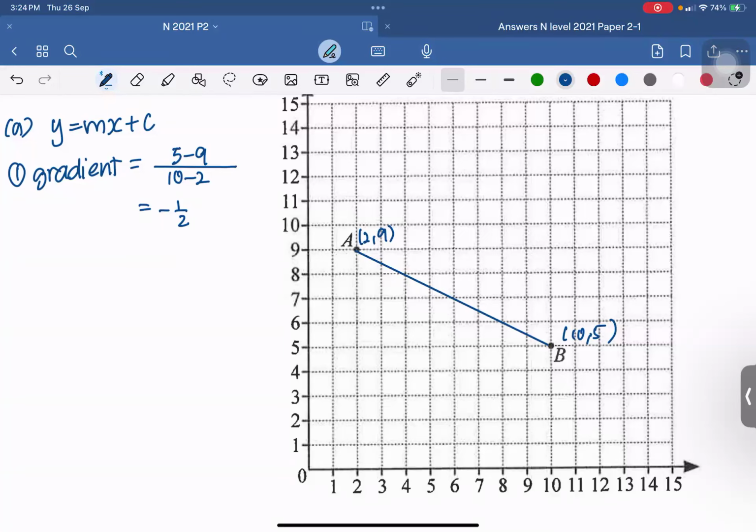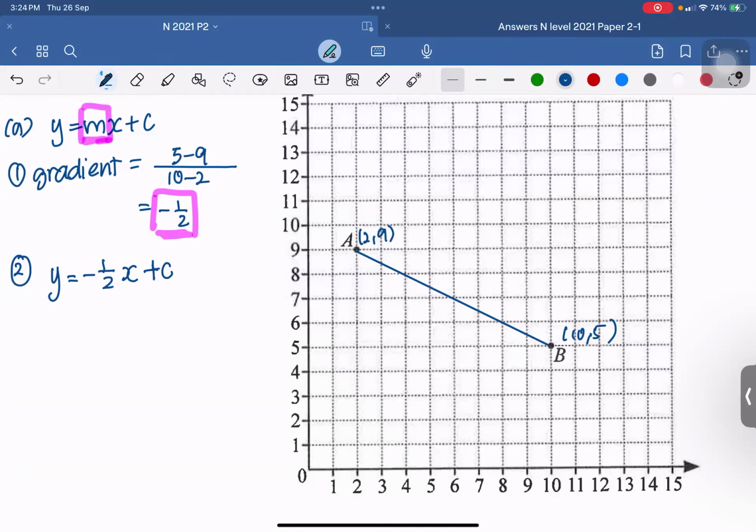So my second step, after I got my gradient already, in y equals mx plus c, the m now changes to the number, negative half. So y equals negative half x plus c. Is Nadra here today? Never mind, then I ask the next person.